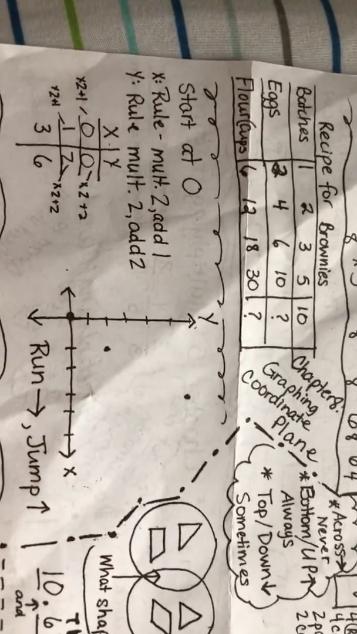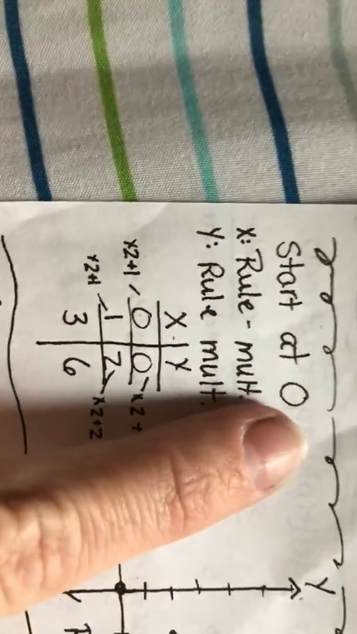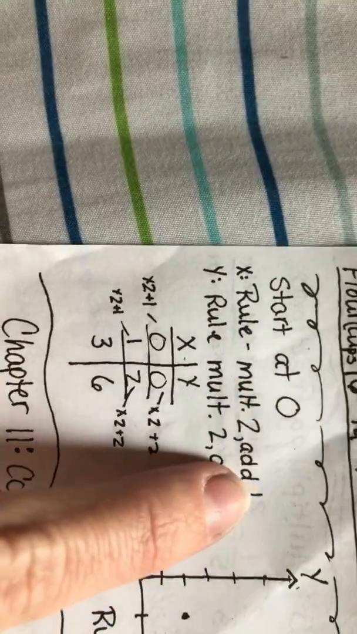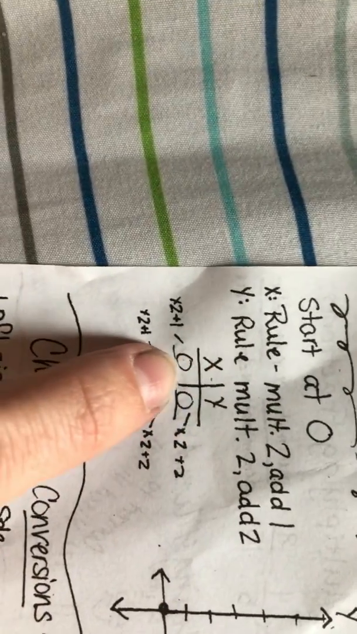With Unit 8, we talked about graphing on a coordinate plane, and so we generated some rules. Again, you have to figure out what the rule is. Sometimes it'll give you a rule. In this instance, this told me to start at 0. The rule was multiply by 2, then add 1. So I started at 0 and multiplied by 2, add 1. 0 times 2, 0 plus 1 is 1.